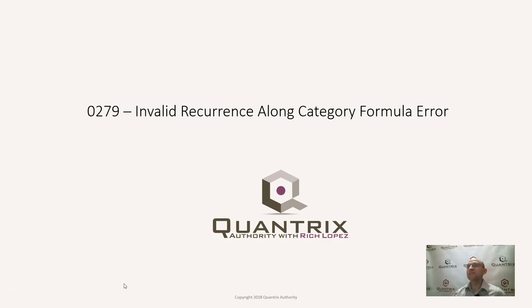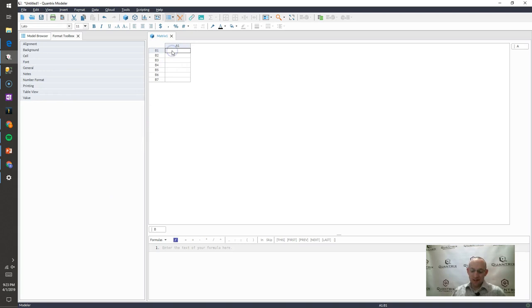I have here a basic model, and in this cell, I want to put in a date, and I'm going to say 4/23/2020. What I want to have happen is to increment this date by one day as I go down this category of B. So if I continue to hit enter, I would see the dates populate there for me by increments of one. So how do I do that in Quantrix?